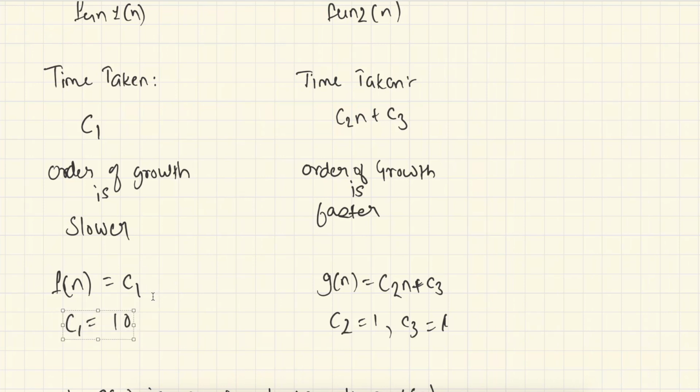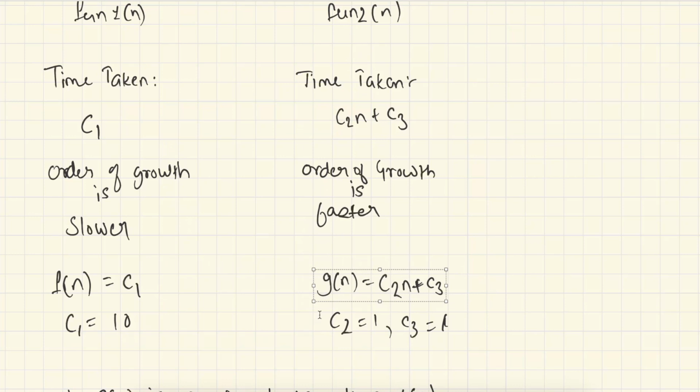Everything is discussed in the previous video, so I again tell you that if you have not watched the previous video, please go and check it to understand this video properly. Okay, so for function 2 we can write g(n) is equal to c2n plus c3. g(n) is nothing but function 2 only.